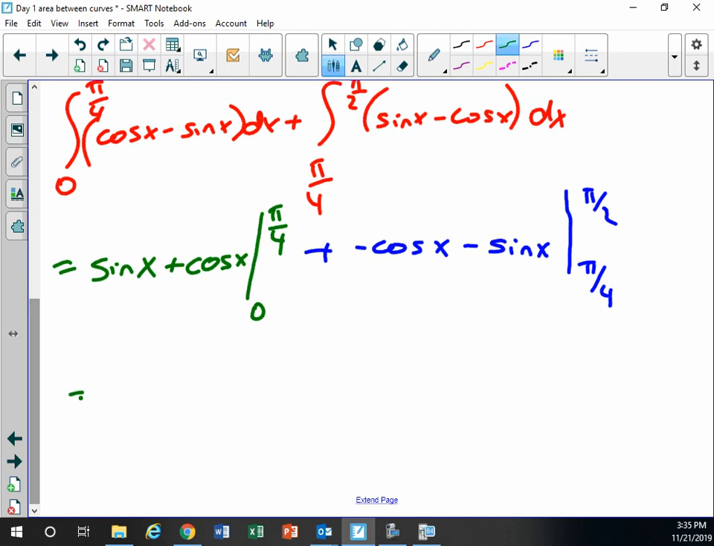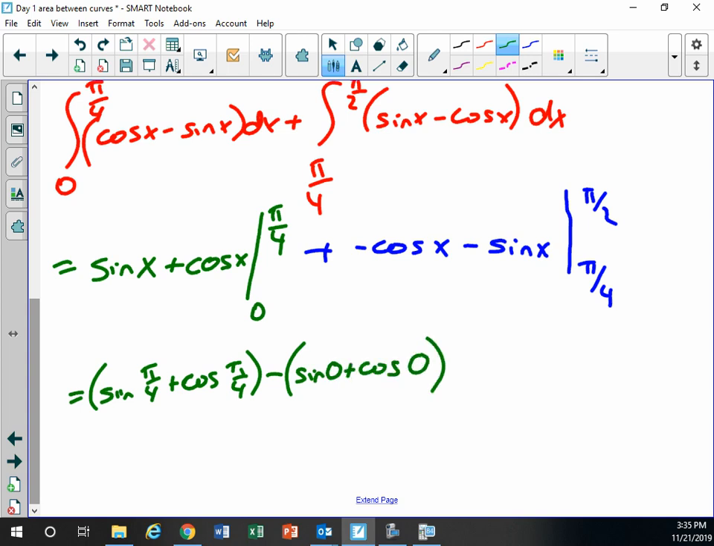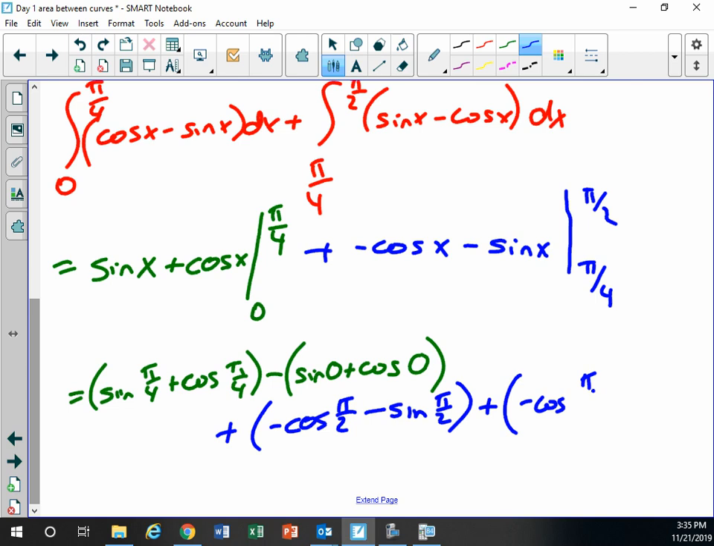So, the sine of pi over 4 plus cosine of pi over 4 minus the sine of 0 plus the cosine of 0. These zeros are important, they have to be there. Plus the negative cosine of pi over 2 minus the sine of pi over 2, plus the negative cosine of pi over 4 minus the sine of pi over 4.